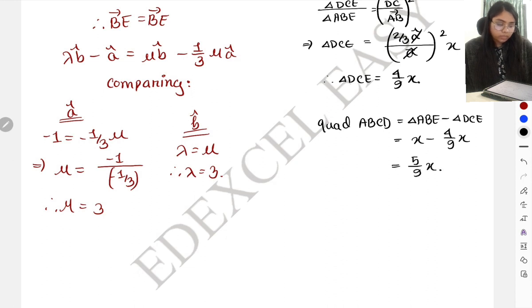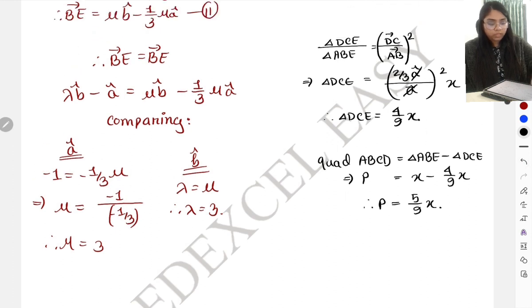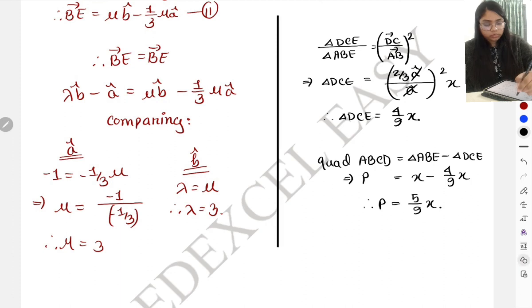So this is the final expression for the quadrilateral P in terms of x, because we already know the area for the quadrilateral was P. So in that case, P would be equal to 5 over 9x, and that is the final value for P that we can write in terms of x, right? So that was it. Just this much is enough for the working of part C.